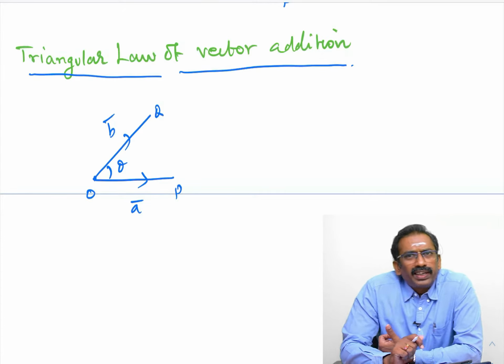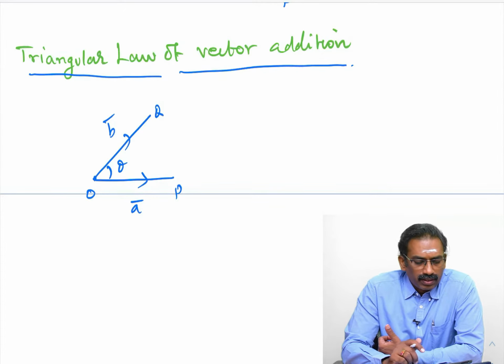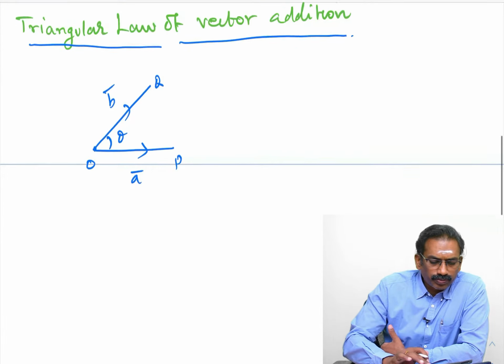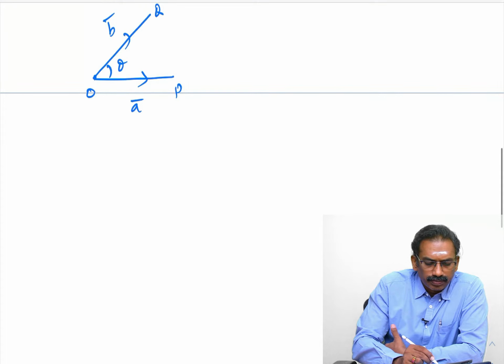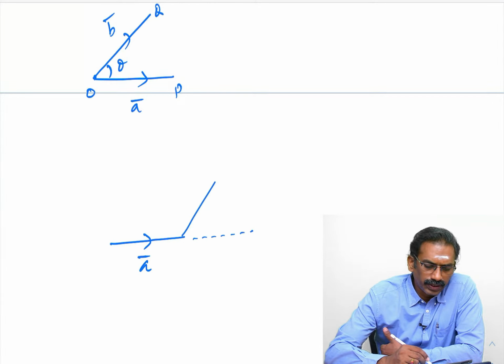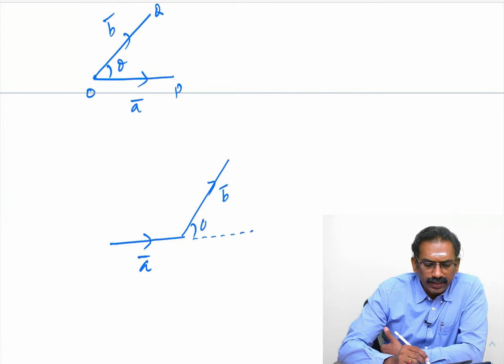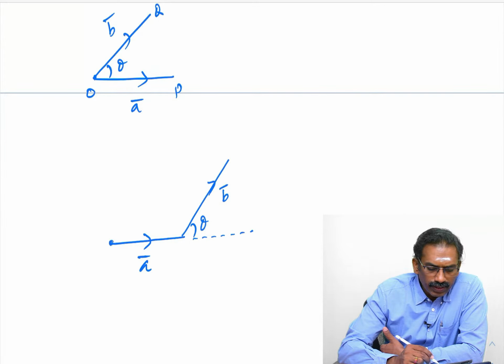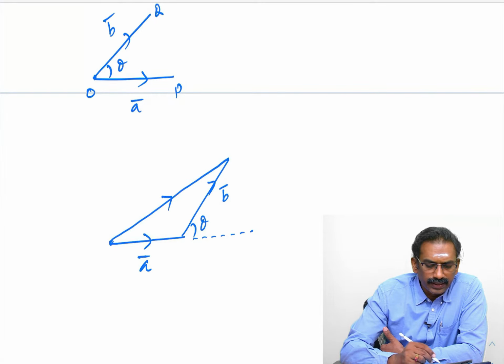Already we learned how to add these two vectors. I draw the diagram once again. This is A vector, line of action of A vector. This is B vector. It makes an angle theta with the line of action of A. A vector drawn from the tail of the first vector to the head of the second vector gives the resultant, that is denoted as C vector.